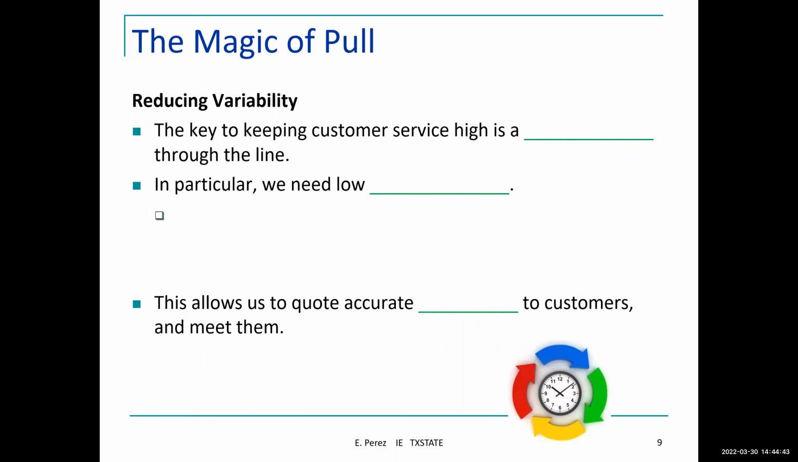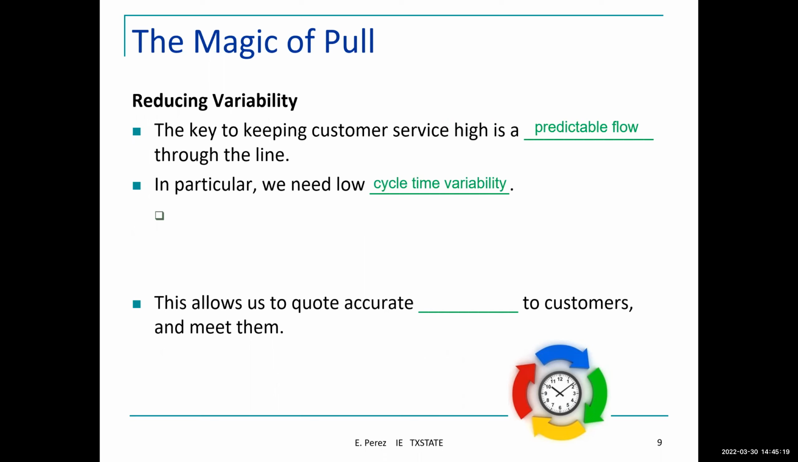Reducing variability. The key to keeping customer service high is a predictable flow through the line. In particular, we need low cycle time variability. If you put an order as a customer, and I tell you as a production manager, I'm going to have that order for you in 7 days, you need to make sure that your cycle time inside the production system is lower than 7 days so you can deliver that to the customer.